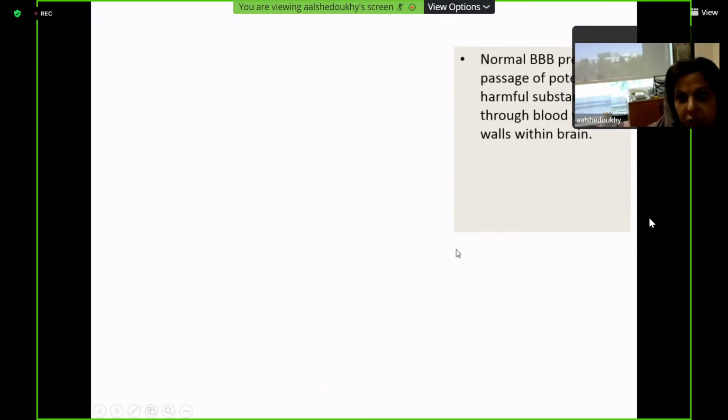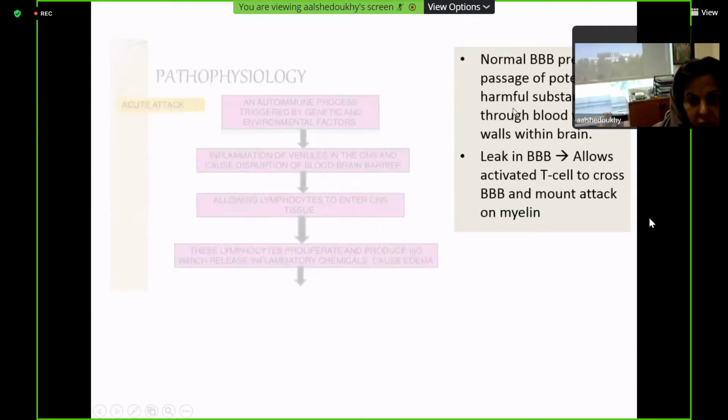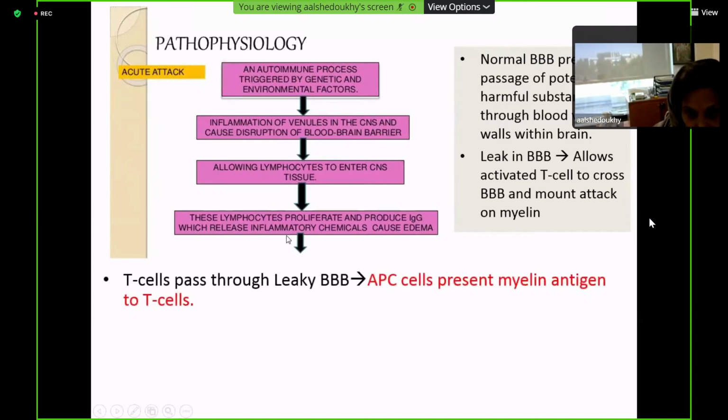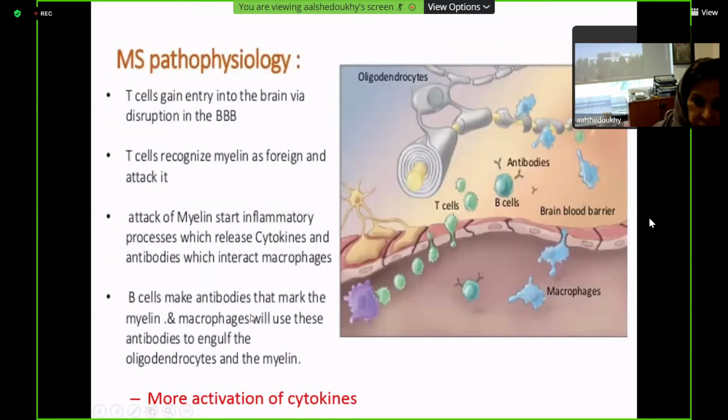So the blood-brain barrier prevents passage of harmful substances. We know that. This is the same repetition of what I talked about, just to help you reinforce the pathogenesis of multiple sclerosis. Again, the T cell will pass, and this is just a repetition.